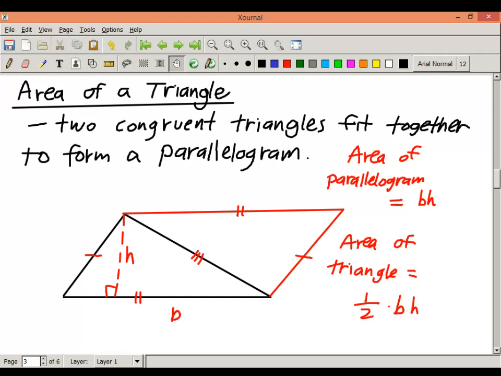We just looked at that. And since the black triangle is actually what we're looking at, the area of that black triangle is half of that parallelogram, so its area is 1/2 times base times height. So the area of a triangle is 1/2 the area of a parallelogram, 1/2 of base times height.